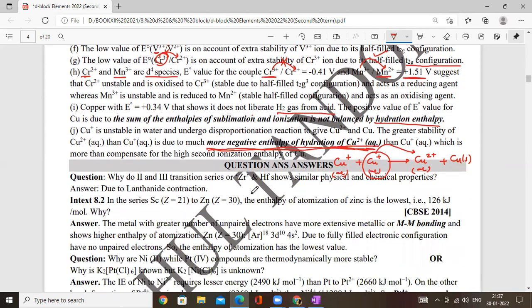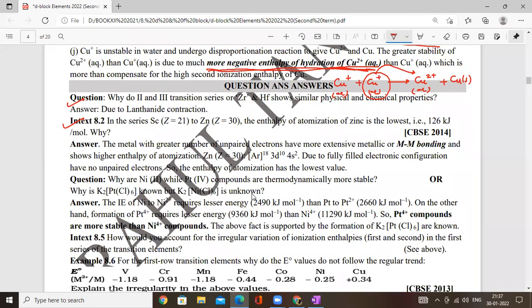Now we have already done these questions. Why do second and third transition series elements have the same size? Because of lanthanide contraction. This also we have done. So ये वाला क्वेश्चन हम कर चुके हैं. ये वाला क्वेश्चन भी हम कर चुके हैं. Why nickel 2 positive while platinum 4 positive are more stable? ये वाला क्वेश्चन भी हम कर चुके हैं.